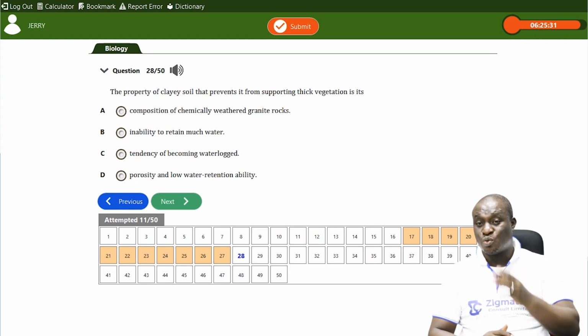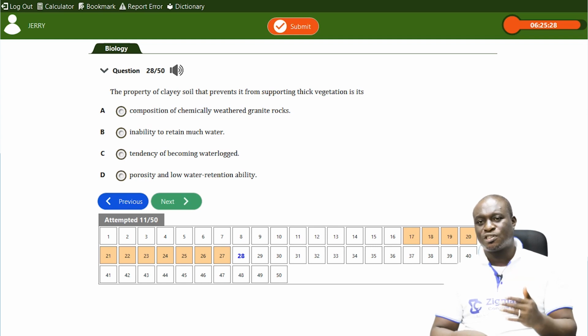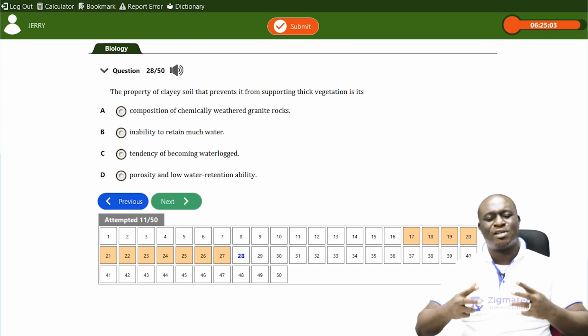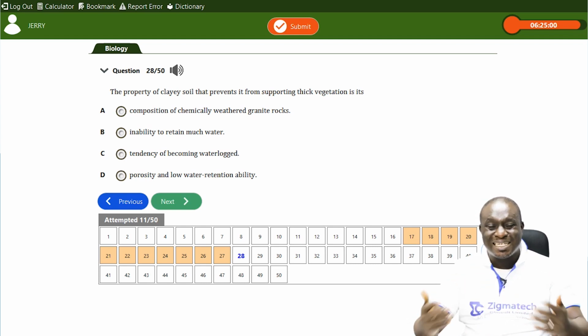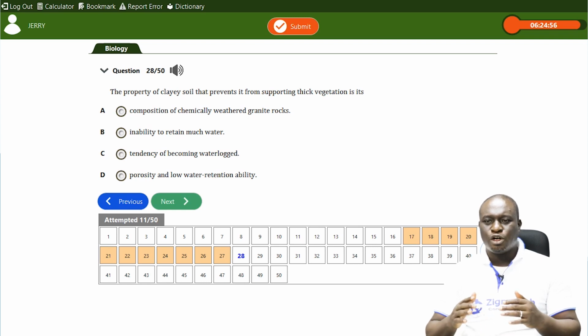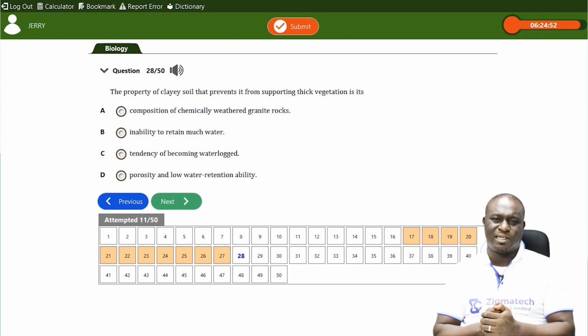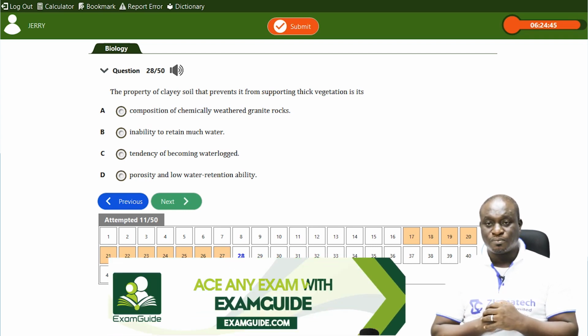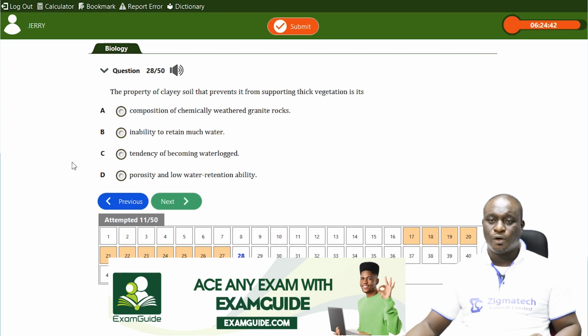Now, looking at this particular question, the property of clay soil that prevents it from supporting thick vegetation is A, composition of chemically weathered granite rocks? No. B, inability to retain much water? No. I've already told you that clay soil has the highest water holding capacity. And option C says tendency of becoming waterlogged. Now, if it can retain water, it means that the soil can easily be waterlogged. And then D says porosity and low water retaining ability. That's not true. So the correct answer to this particular question is option C, and that is tendency of becoming waterlogged.